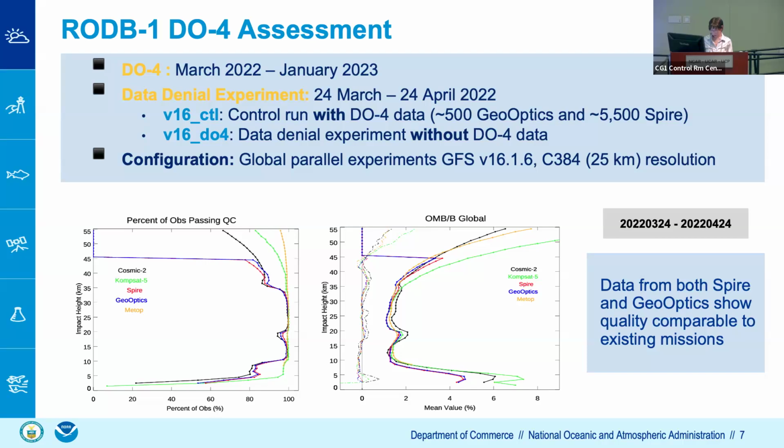So I have two figures over here. On the left, this is the percent of observation passing QC. As you can see, the commercial data, red is SPIRE and blue is GeoOptics. They're quite close to Cosmic 2. And on the right, this is the O minus B over B bias and RMS. As you can see, the commercial data actually has a smaller RMS below 10 kilometer. Actually all the way back up to the 35 kilometer, if you take a closer look.